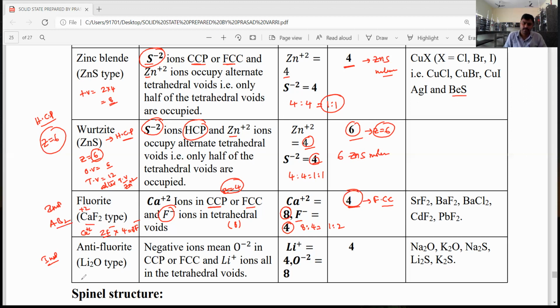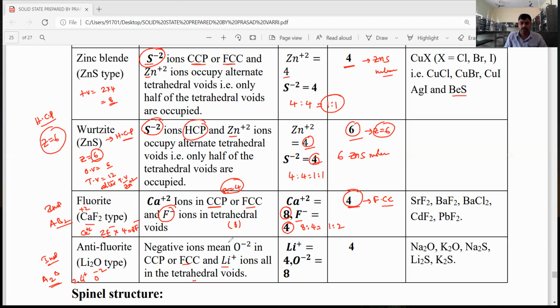Anti-fluorite structure means the positive ions are 2 Li+ and O2-. This is called the anti-fluorite structure. This belongs to the A2B type. In the anti-fluorite structure, the negative ions occupy the FCC positions, whereas in the fluorite structure the positive ions occupy FCC. Here the negative oxide ions occupy FCC and the Li+ ions occupy the tetrahedral voids.